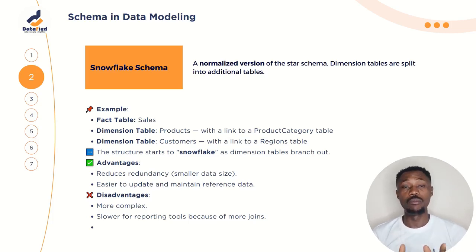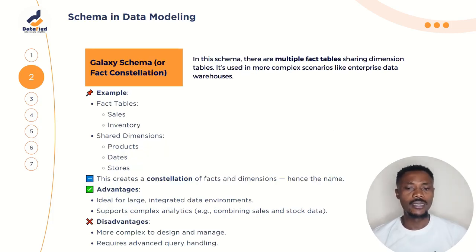Now I may not be able to show you practically how this works because of time. I'm trying to make this video really short. My focus is the star schema, and we've dealt with the star schema. So let's look at the next one, which is the Galaxy schema or fact constellation schema.